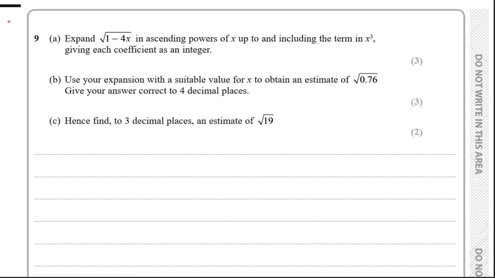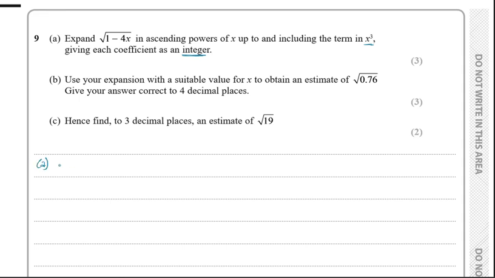Question number 9 of Jan 20, paper 1. The question begins by saying that we have to expand root over 1 minus 4x in ascending powers of x up to and including the term in x to the power 3, giving each coefficient as an integer. Okay. So at first we need to expand the root over 1 minus 4x.